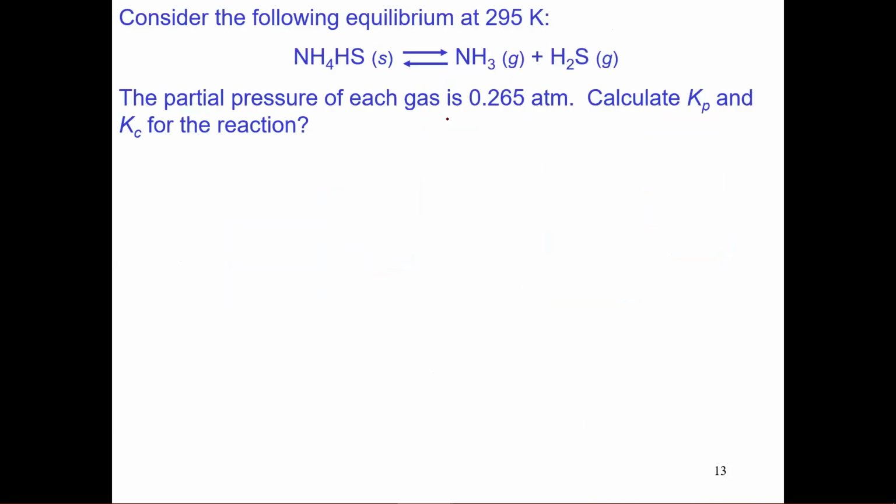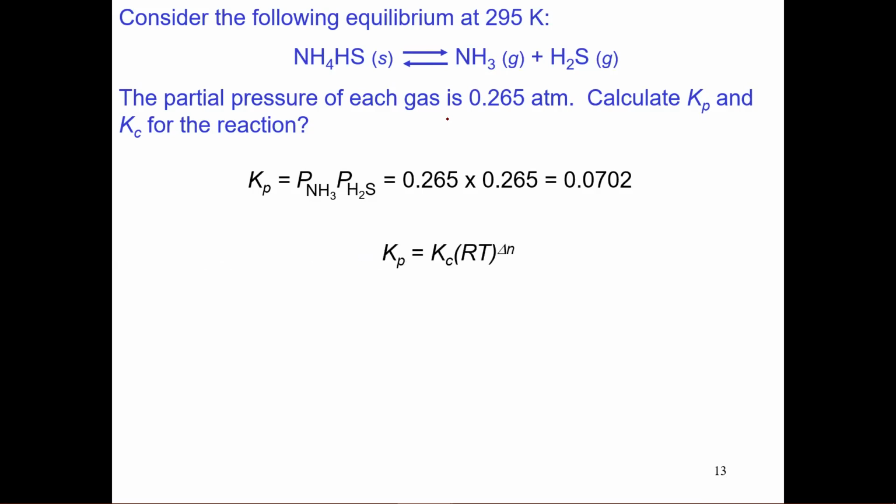Now consider the following equilibrium at 295. The partial pressure of each gas is 0.265. Calculate Kp and Kc for the reaction. Well, you plug the values in again. You set up the formula and you get the Kp is 0.702. Now what does this tell you? This is a small number. So which direction is the equilibrium going to be? Yes, it'll be to the left. So essentially, under those conditions, it will be to the left.